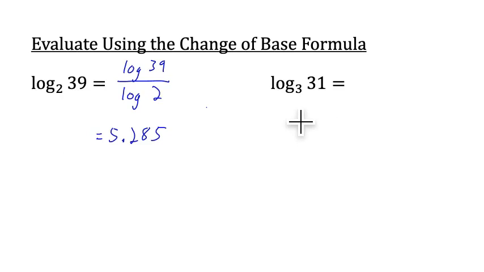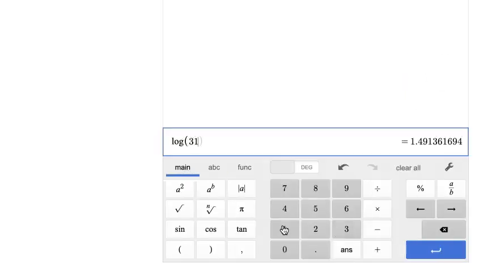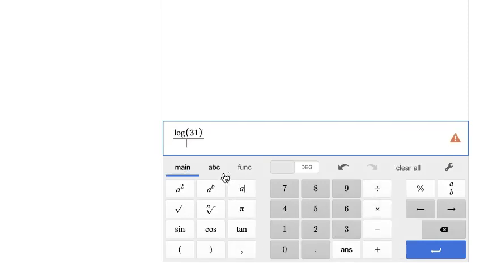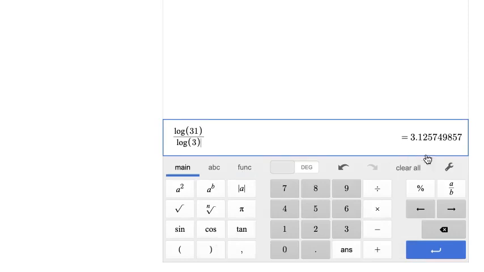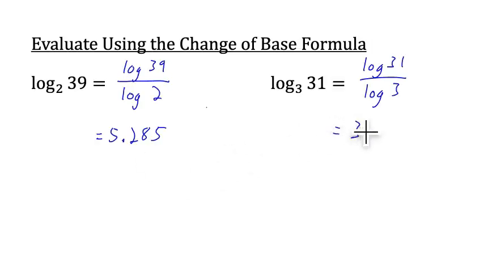Let's try one more using base 10. So we have log base 3 of 31. That will be log base 10 of 31 divided by log base 10 of 3, or the common log of 31 divided by the common log of 3. And we get 3.126, rounded to the nearest thousandths place. So 3 raised to the power of 3.126 is about equal to 31.